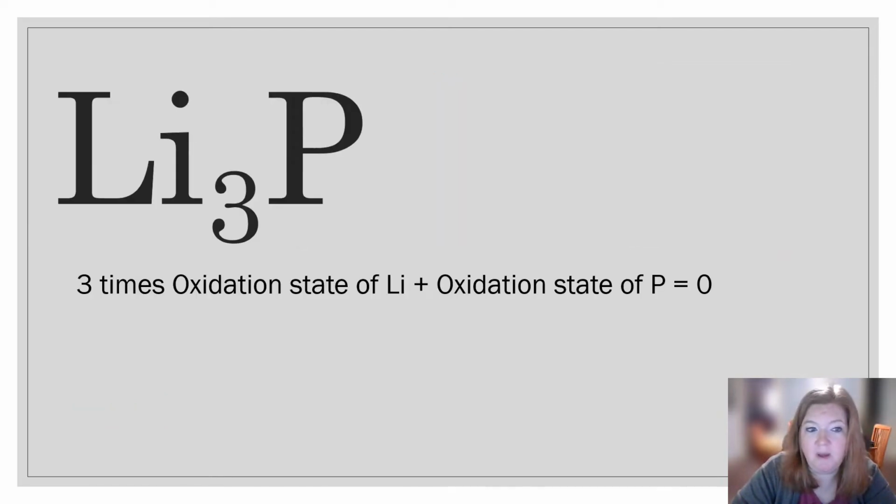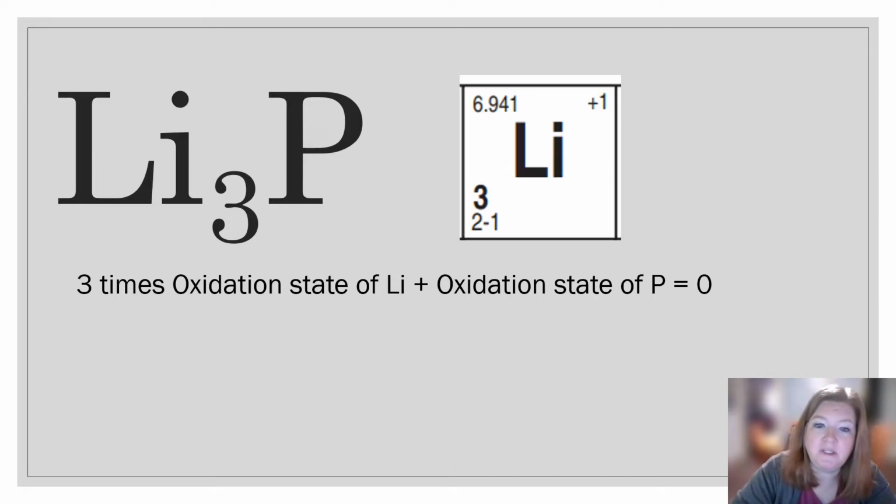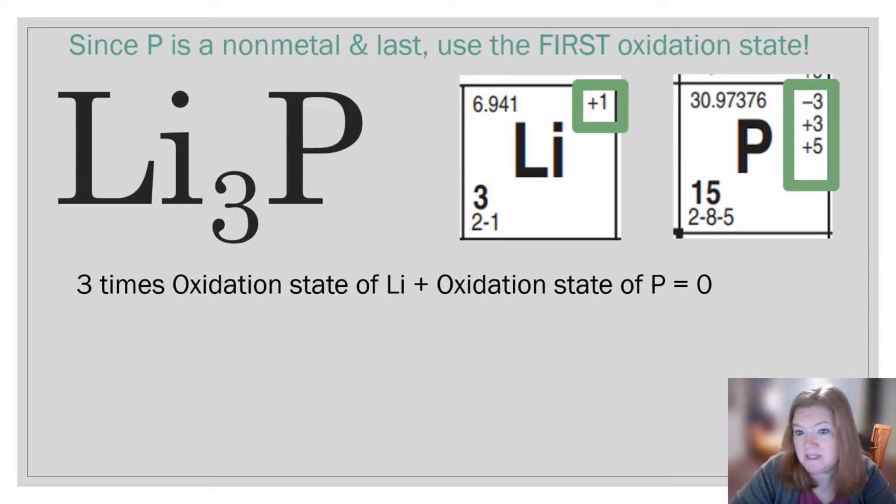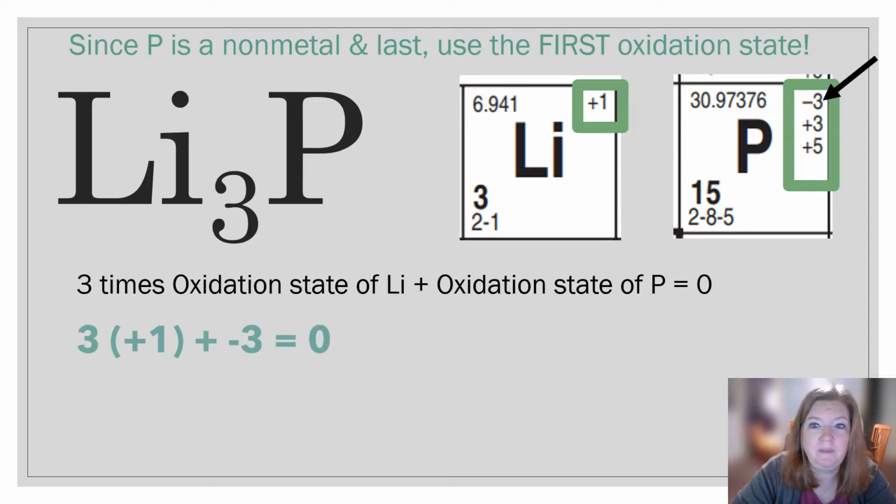Same for this formula, but since there's a subscript, 3 times the oxidation state of lithium plus the oxidation state of phosphorus will be 0. And since phosphorus is a nonmetal and it's the last thing in the formula, we use the first oxidation state. So we plug those numbers in, we multiply out, we combine like terms, and voila.